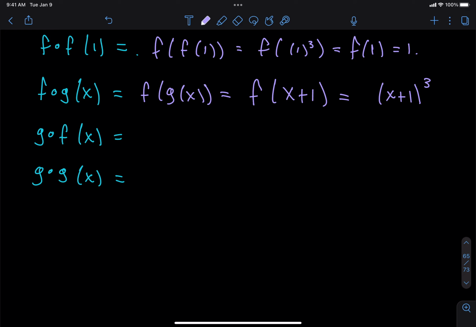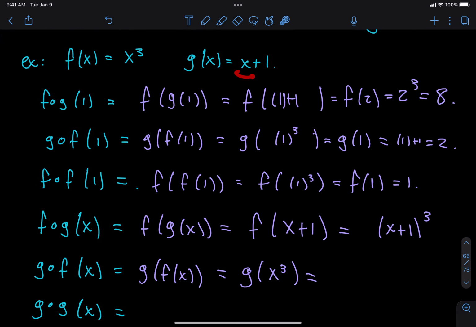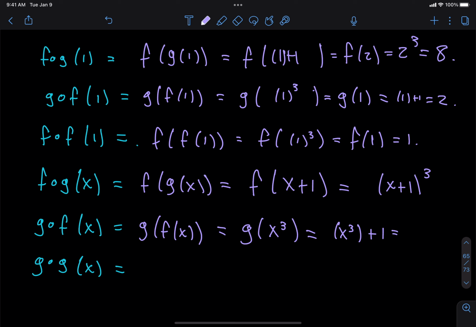Okay, so let's try it again. Best medicine is practice for math. So this time we're going to do the other way around. We're going to take f of x, and we're going to plug it in for x in g. So I know what f of x is. It is x cubed. And now, anywhere I see an x in g, I'm going to instead write x cubed, with parentheses. So I get x cubed plus 1, which is just x cubed plus 1, right?